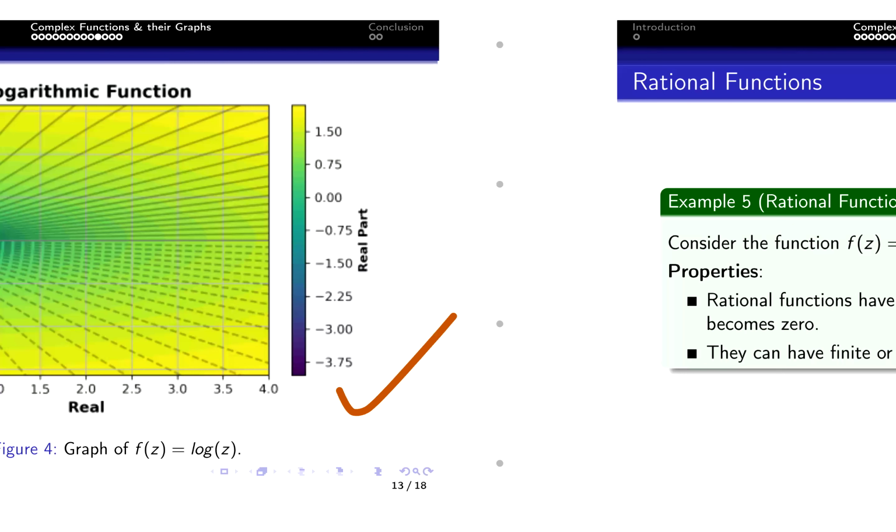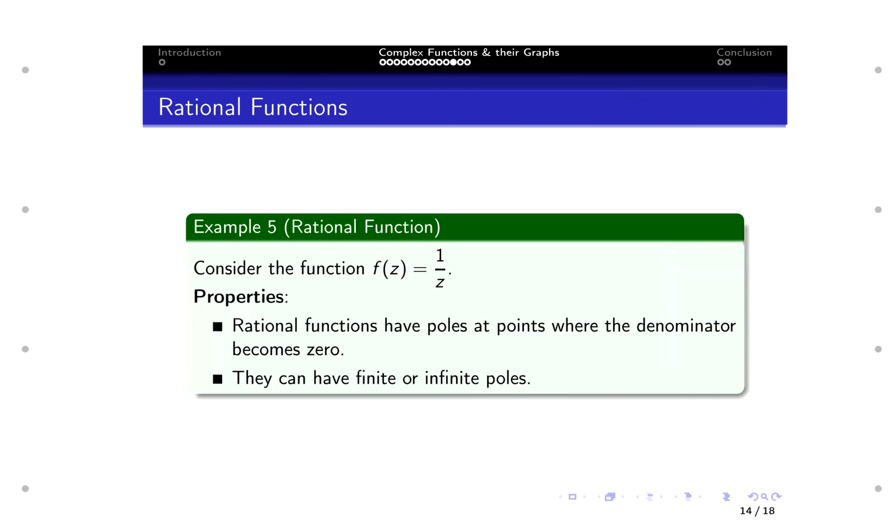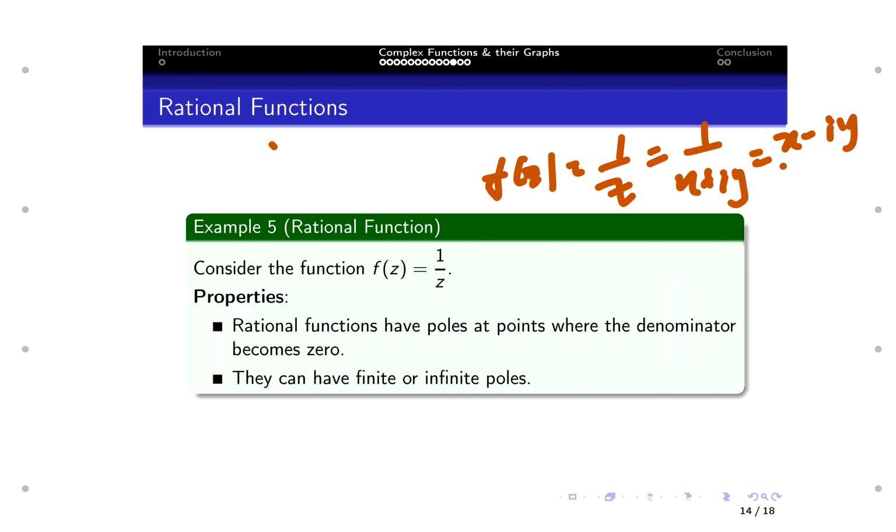So talk about rational functions. I think I talked about this previously. Consider the function f of z equals 1 over z. Now, I told you the other time you could say this is 1 over x plus iy, and you rationalize, you get x minus iy. And if you multiply this by its conjugate, it gives you the absolute value, which is x squared plus y squared. And that's the same as x over x squared plus y squared minus iy over x squared plus y squared.